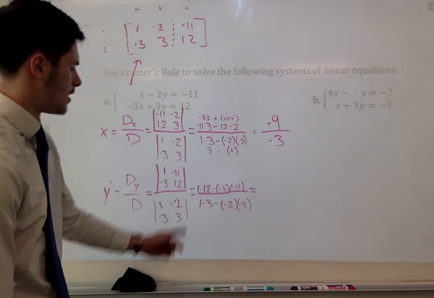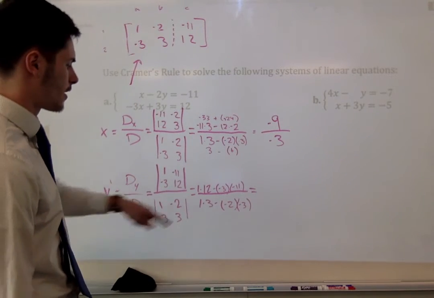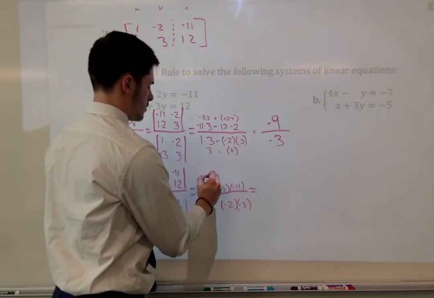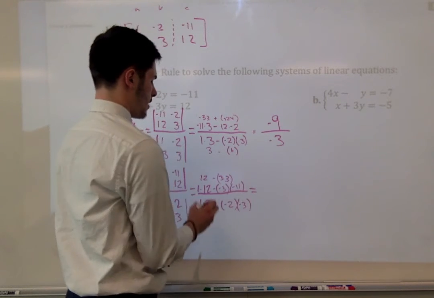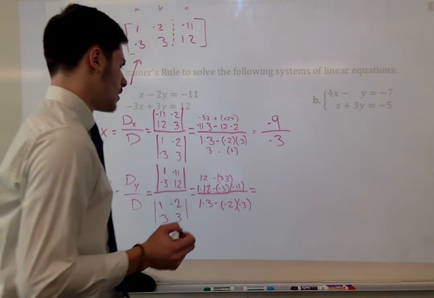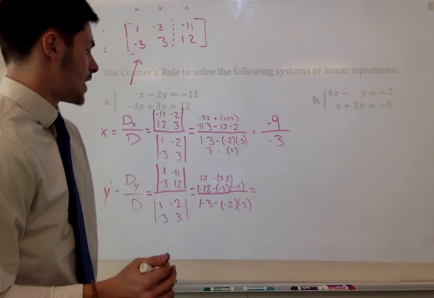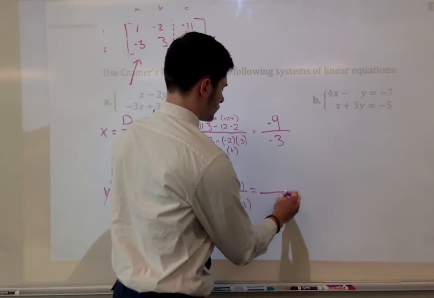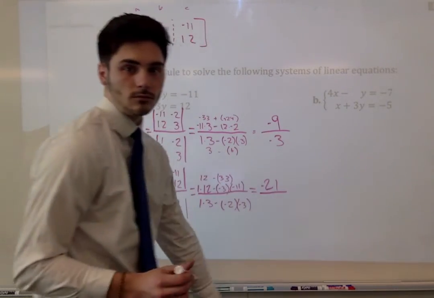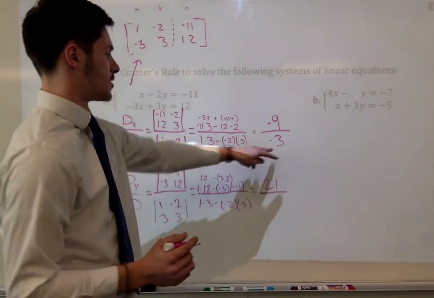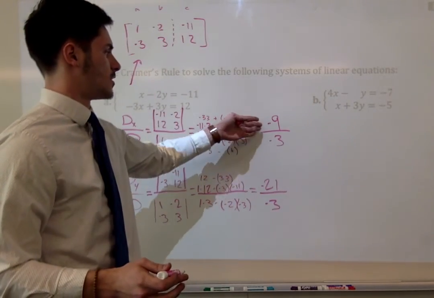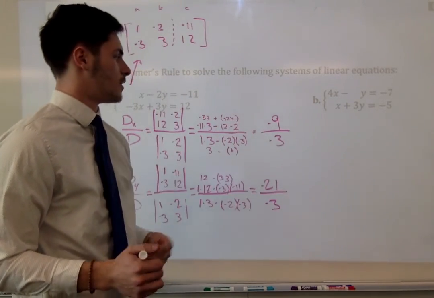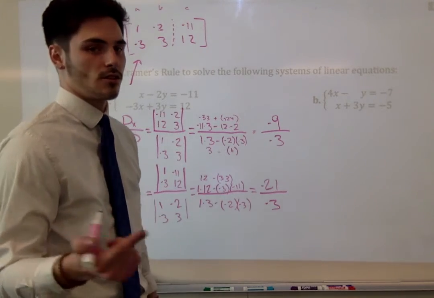The numerator for solving for y, 1 times 12 is 12, minus negative 3 times negative 11 is positive 33. So 12 minus 33 is going to be negative 21. And the bottom is going to be the same denominator, negative 3. And so, as we can see, these are both easily divisible by 3. That's not always the case. In this case it is, though.